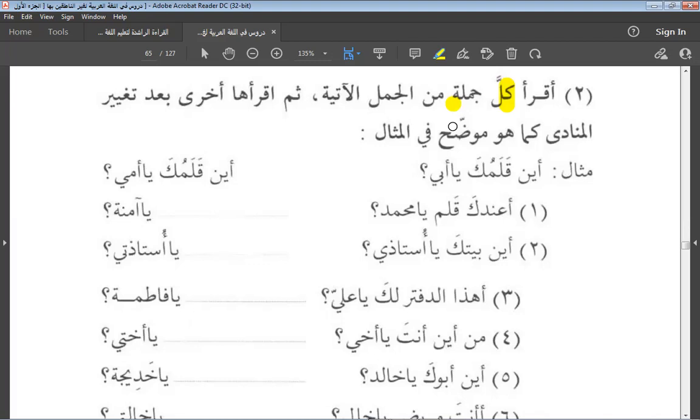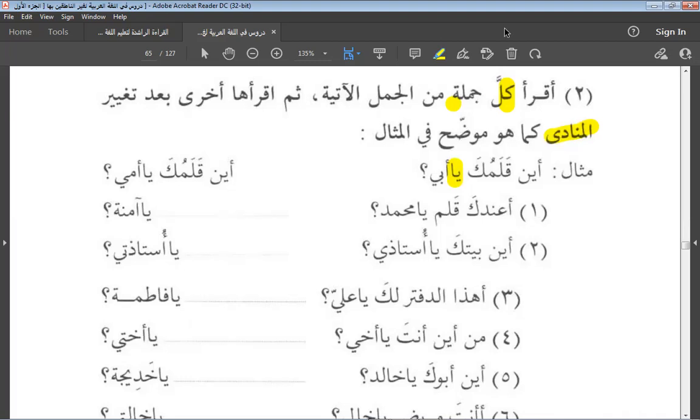Read each sentence among the following sentences. ثم اقرأها أخرى, and then read it again بعد تغيير المنادى, after changing the one being called. Al-munada is the noun that falls after ya. So if I say Ya Ridwan, Ya Hamdiya, Ya Aisha, the ones I'm calling, they are what we call the munada.